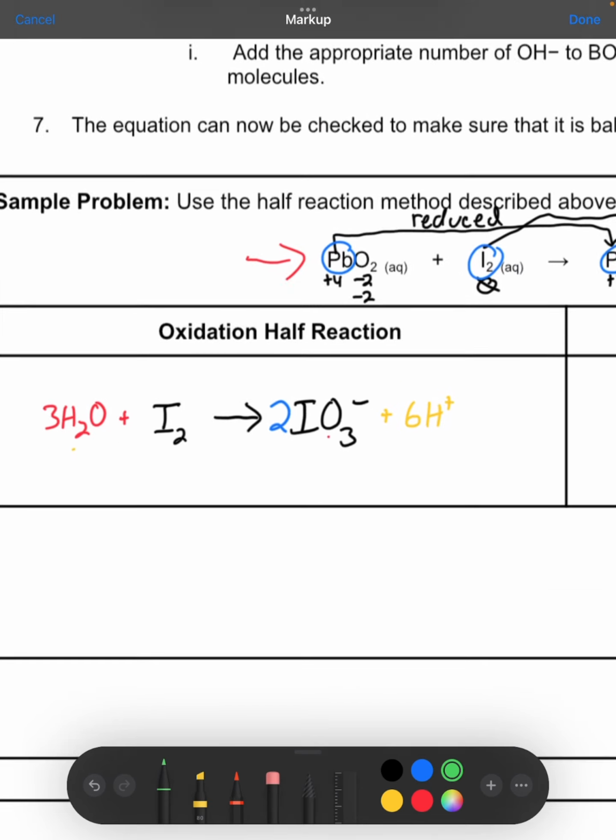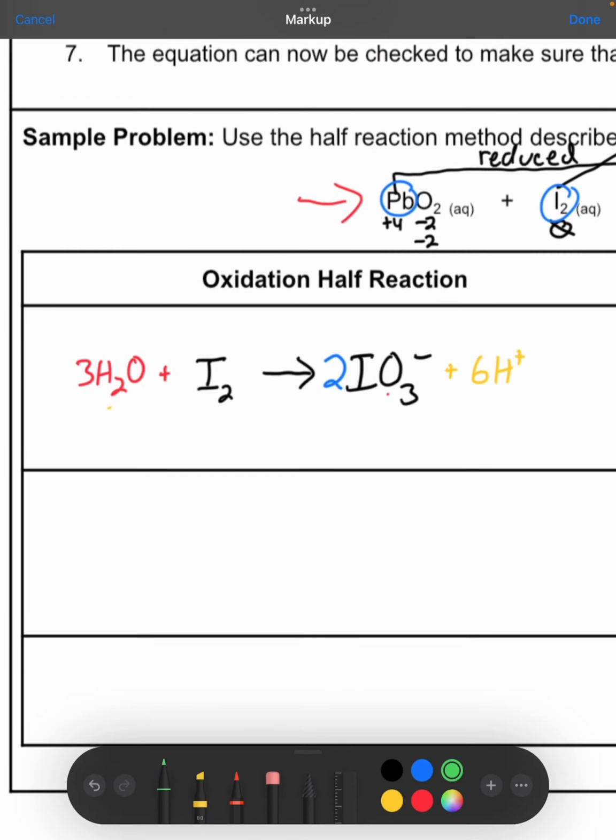So here is where the redox portion, the electron movement, is actually going to start to come in. But to do that successfully, I have to figure out what my total charge on the left and right side of each of my half reactions is. So on the left-hand side of my oxidation half reaction, I'm going to look at some charges. Water is a neutral molecule, so those waters, all 3 of them, have a charge of 0. Iodine, neutral molecule, has a charge overall of 0. So my overall charge on the left-hand side of my oxidation half reaction is 0.